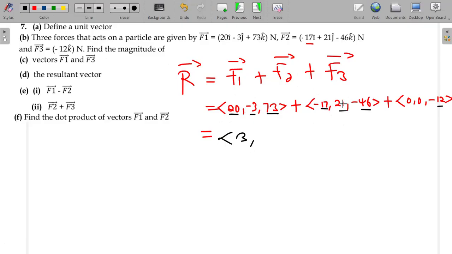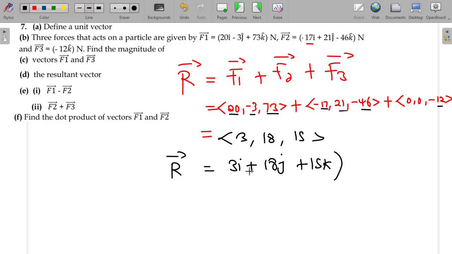Then minus 3 plus 21 plus 0, that will give me 18. 73 plus minus 46 plus minus 12, that will give me positive 15. Okay, so meaning that the resultant vector is simply 3i plus 18j and then plus 15k. Okay, and remember that this is what? Newtons. So this is the resultant vector, okay?